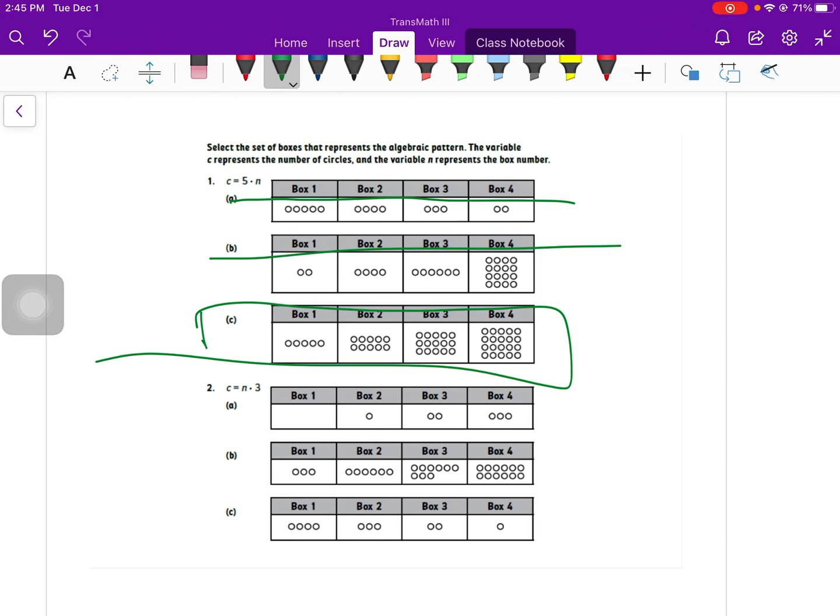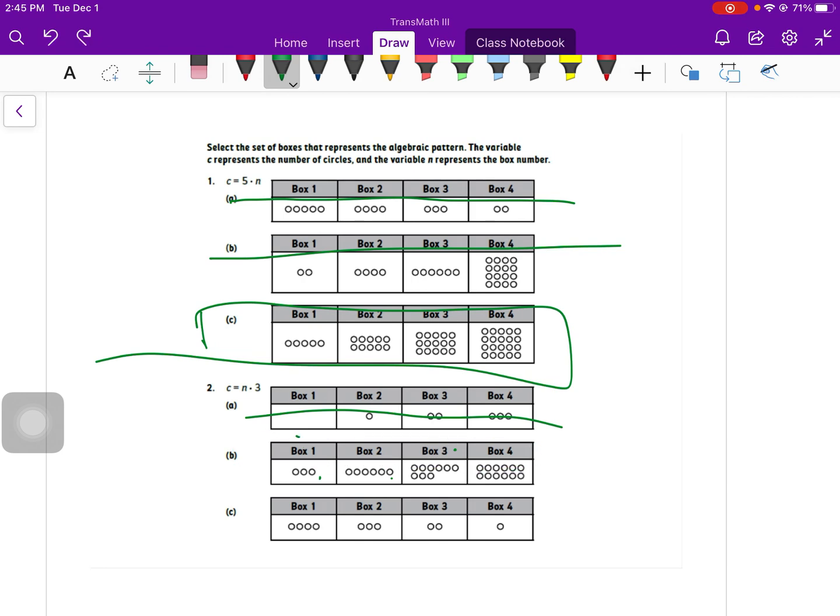Number 2, okay, you have nothing in box 1, so you would have had to have N equals 0, which isn't possible, so it can't be A. For B, okay, 1 times 3 is 3. 2 times 3 is 6, 3 times 3 is 9, 4 times 3 is 12. That looks pretty good. B is our correct answer.